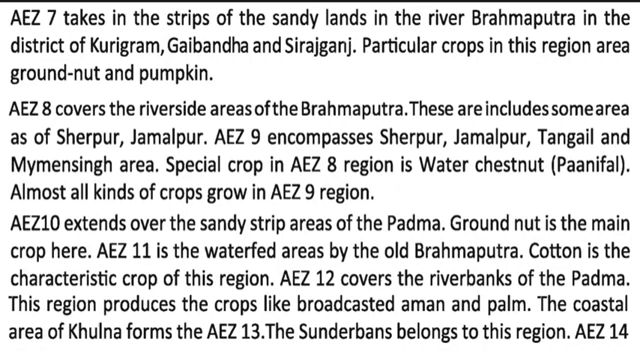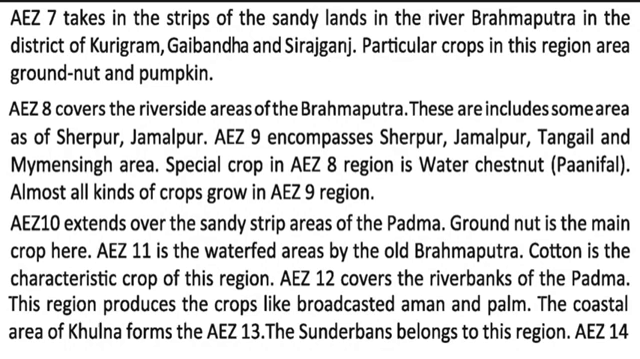Agroecological zone 7 takes in a strip of sandy land and the river Brahmaputra in the districts of Kurigram, Gaibandha, and Sirajganj. The particular crops in this region are groundnut and pumpkin. We can produce a great deal of groundnut and pumpkin here.